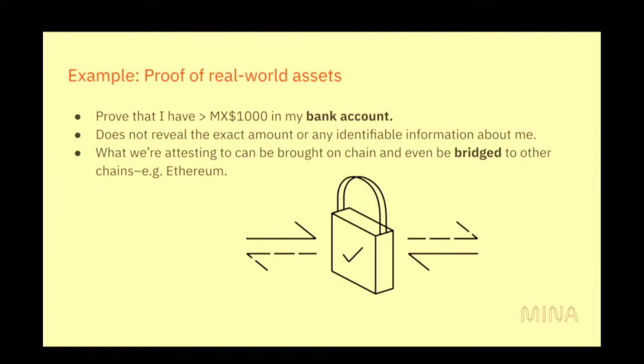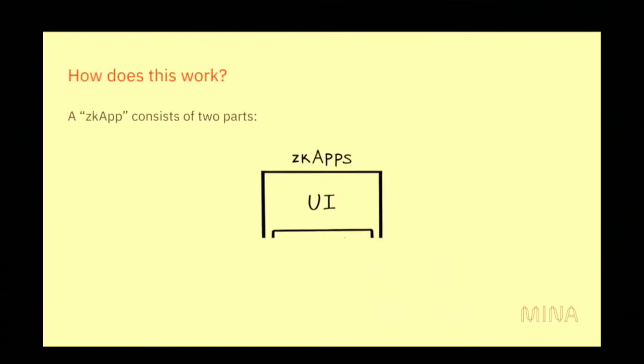going to cause problems from a privacy standpoint. And then that attestation, which lives on MENA, can be bridged over to Ethereum. All of these properties come from the fact that we're doing things a lot differently. We've rethought how blockchain should work in the context of efficient zero-knowledge proofs.